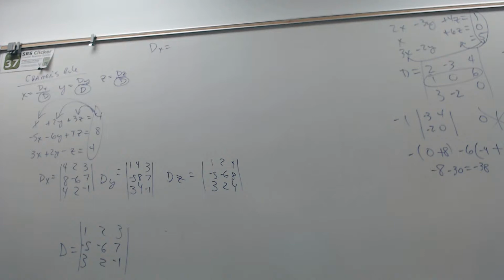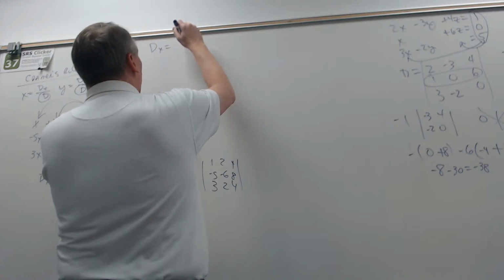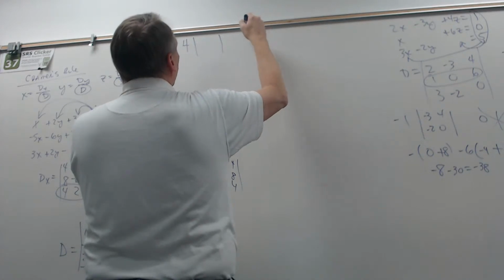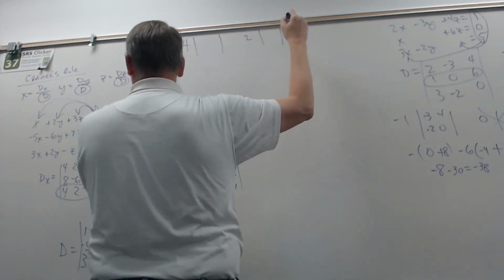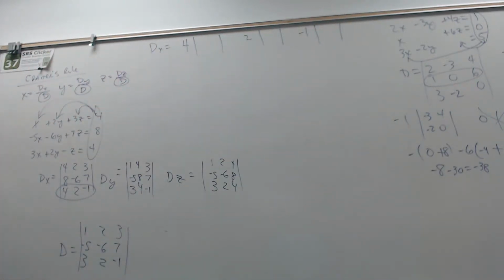As long as you understand how to set it up and get your signs right, because this is the best place to screw up signs. So which one do you want to expand by? The bottom row? Okay, bottom row, that looks pretty good. So my coefficients are going to be 4 times something, and 2 times something, and then -1 times something. Now we have to apply the plus minus plus to these.